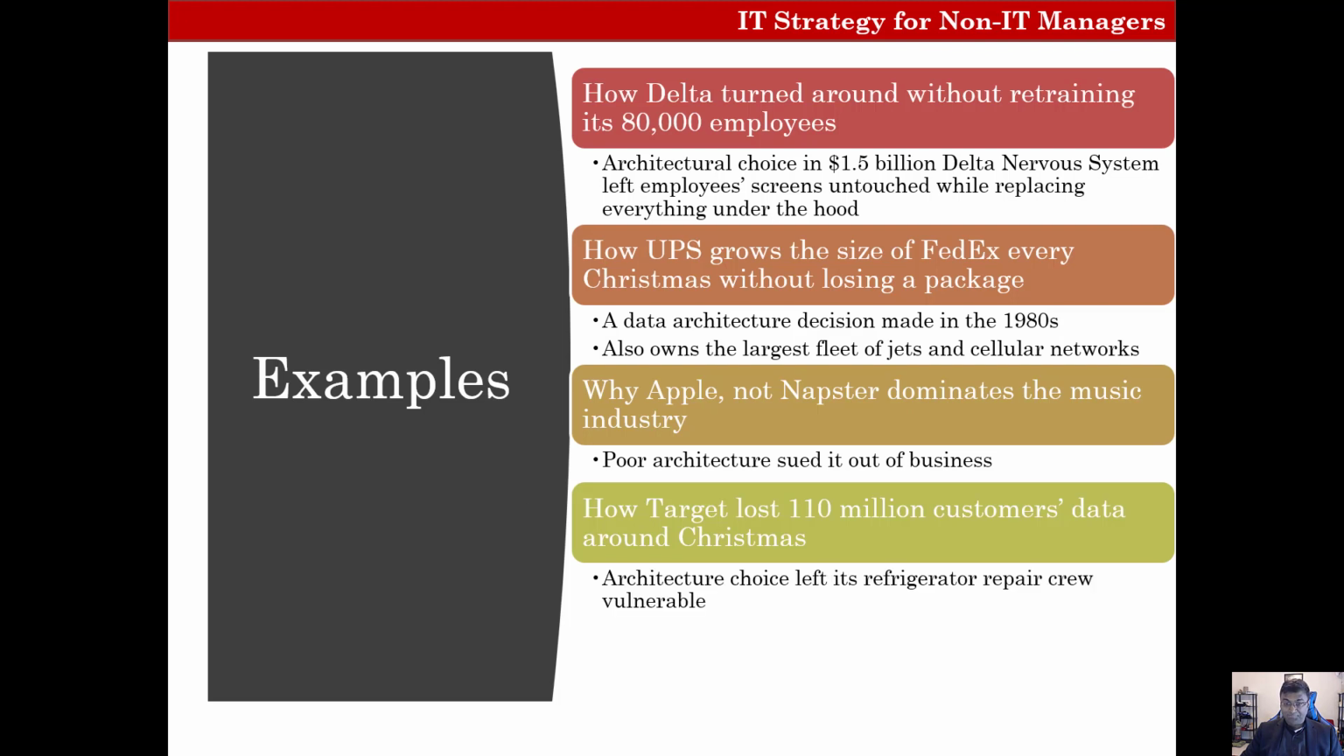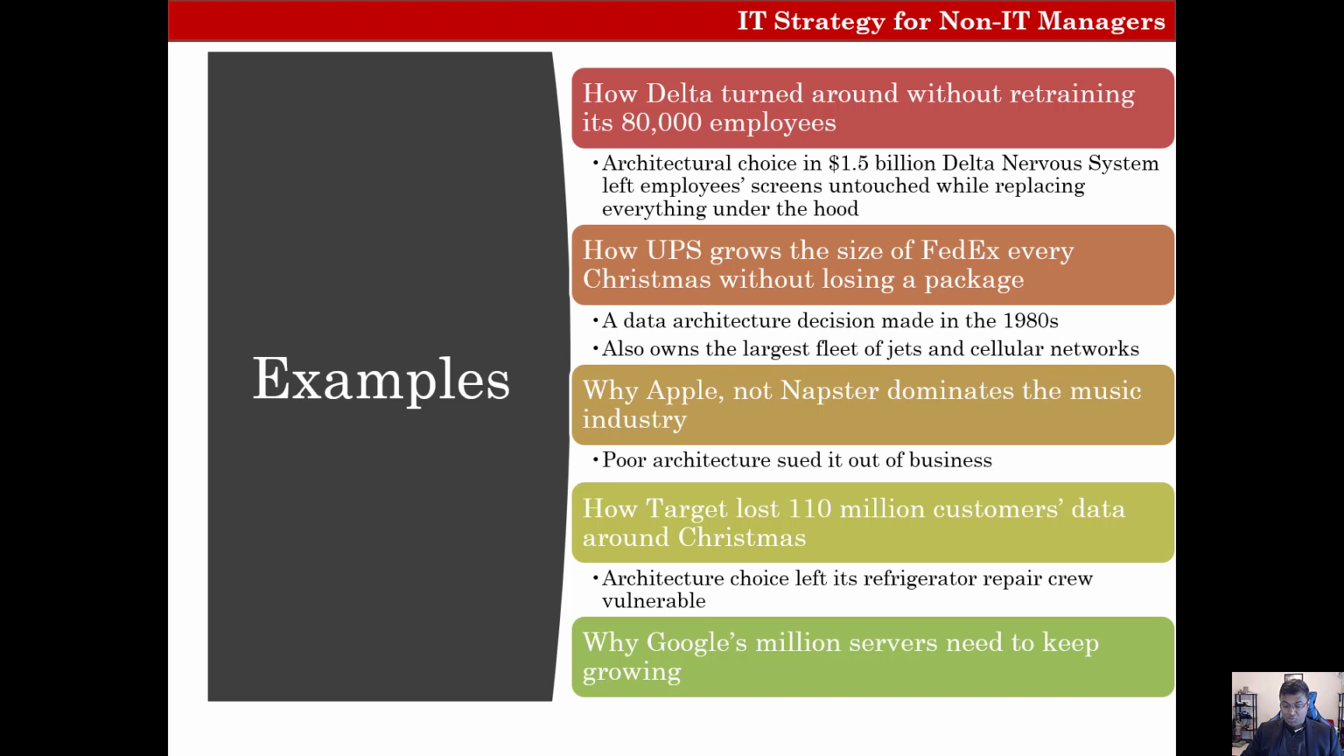We have Target, which lost 110 million customers' data around Christmas season, and it was about 40 million credit cards across its 1,800 stores during the 2013 Christmas season. It had no single point of vulnerability, but insufficient separation of its IT financial systems from its refrigeration support systems. The huge security breach was due to poor firm-wide IT architecture.